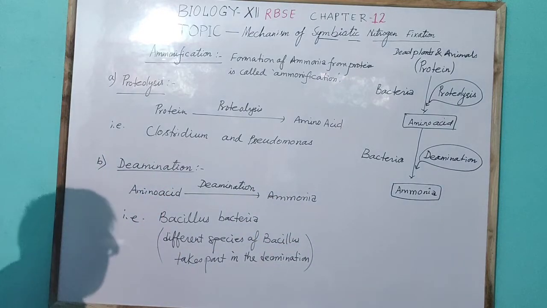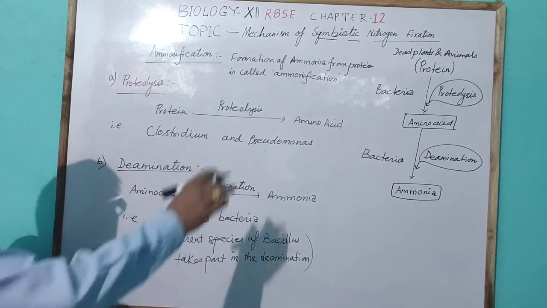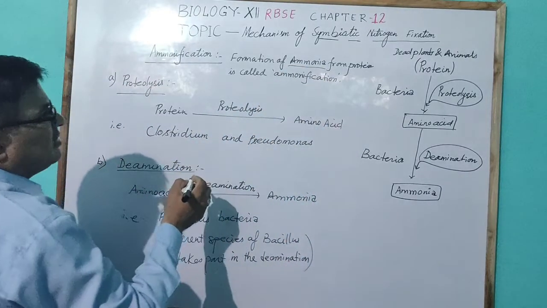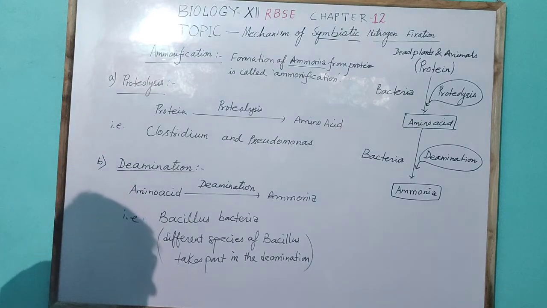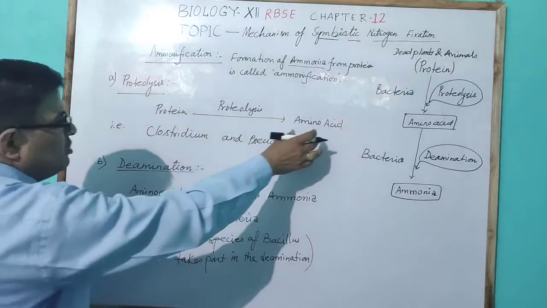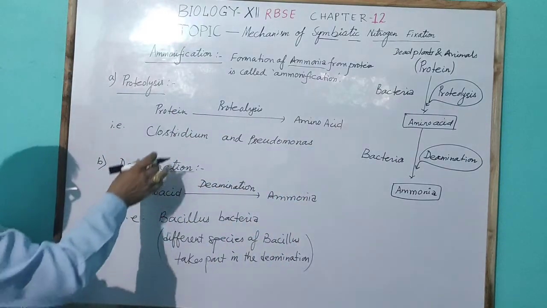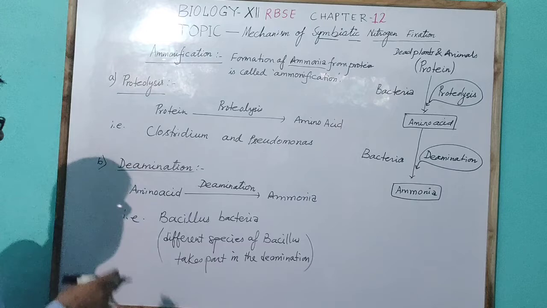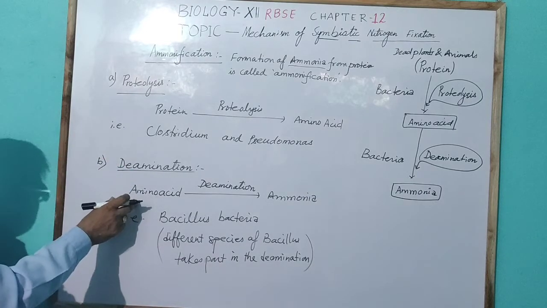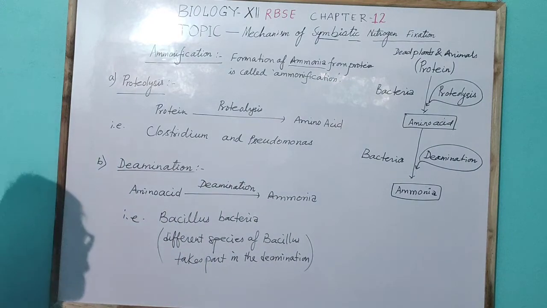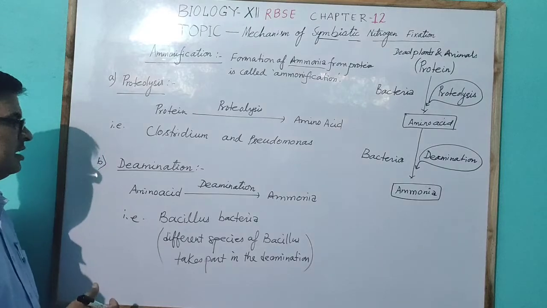So this is the complete process of ammonification. Ammonification is defined as the formation of ammonia from protein, which is completed in two steps. First is proteolysis, in which protein changes into amino acid. It occurs by bacteria such as Clostridium and Pseudomonas. The second step is deamination, in which amino acid changes into ammonia, and it occurs by Bacillus bacteria. Different species of Bacillus take part in the deamination.